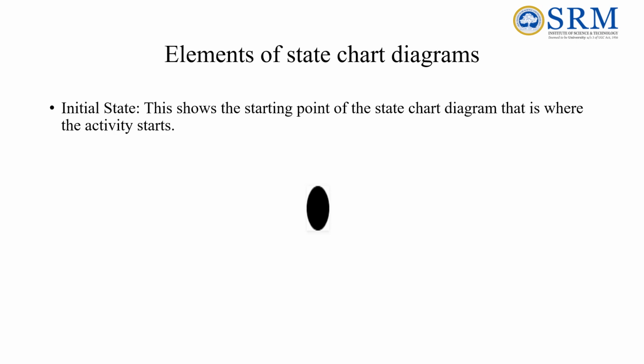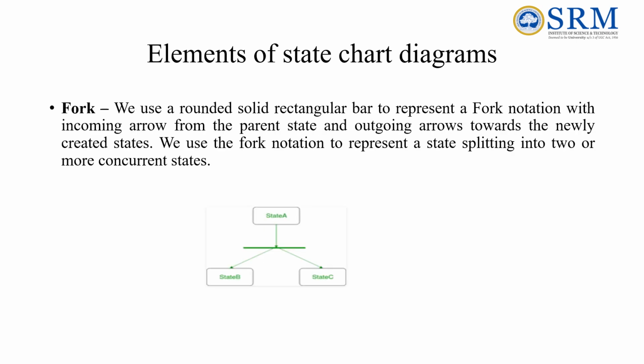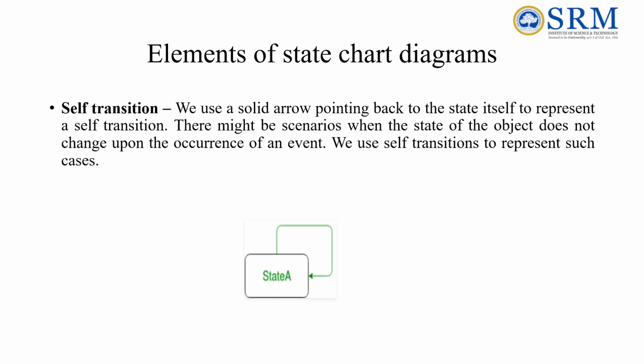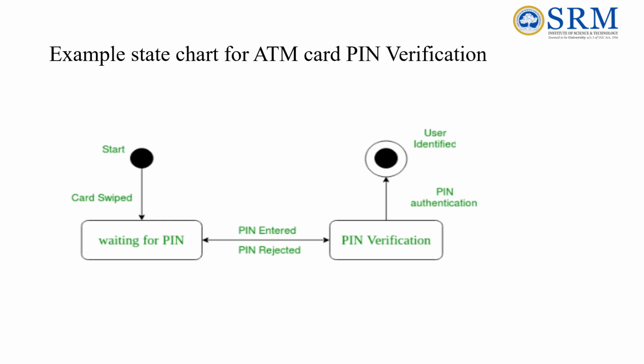This is the initial state. This is a state. This is a composite state, and a fork, and this is a join. This is a self-transition. This is one simple example of a state diagram.